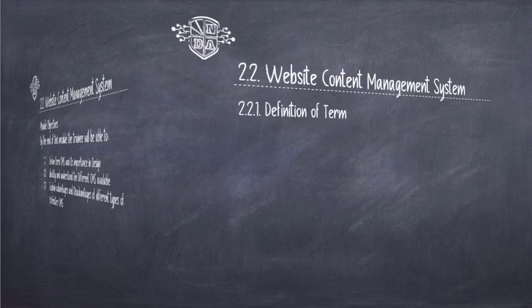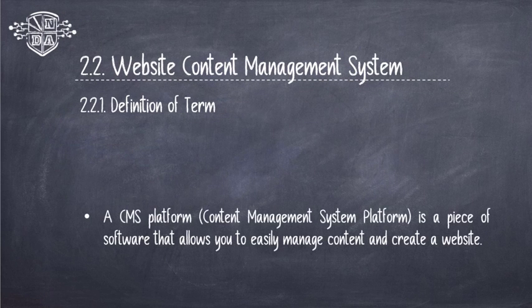So let's look at the definition. What's a CMS? CMS in full simply means a content management system platform. So it's a piece of software that allows you to easily manage the content and create a website. Otherwise, we'd have to learn a lot of code, and without a CMS you're doing it through coding, what we call website development. But in website design, a CMS simplifies that process, and even a complete beginner with no prior knowledge of programming can easily design a very responsive website and launch that website.